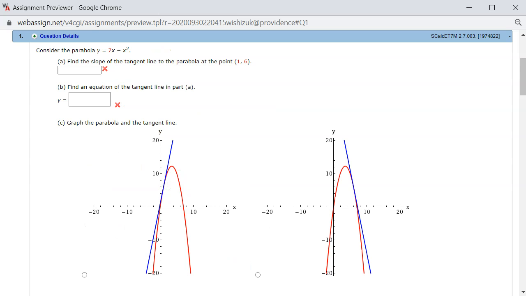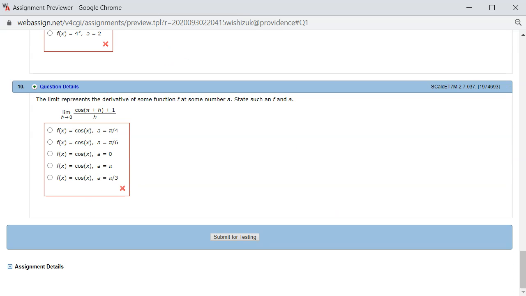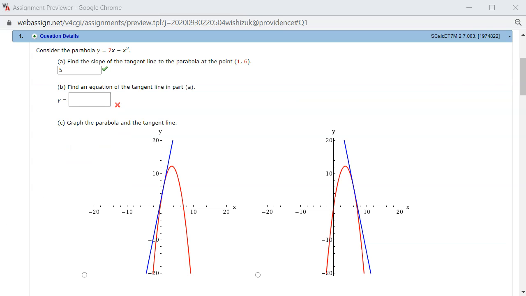Let's type it in: we have 5. Let's go ahead and check the answer. It came back and we got part A correctly. So let's do part B: find an equation of the tangent line in part A.